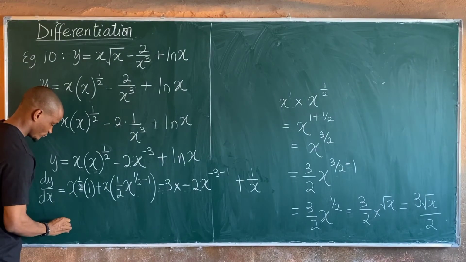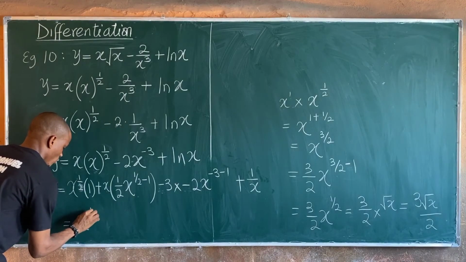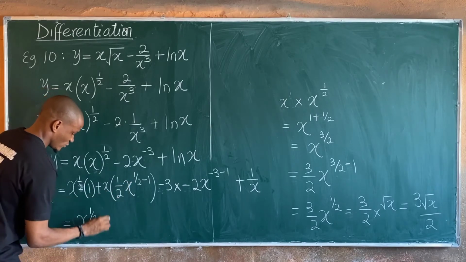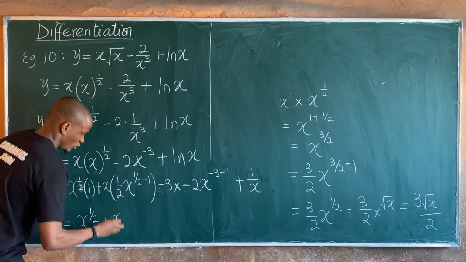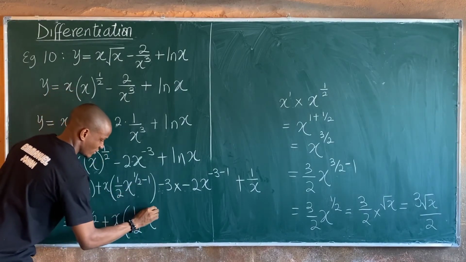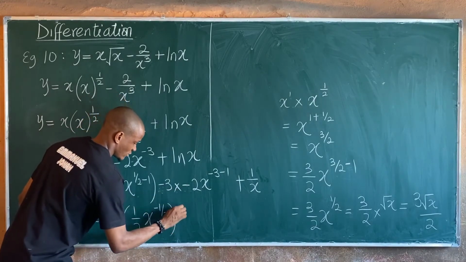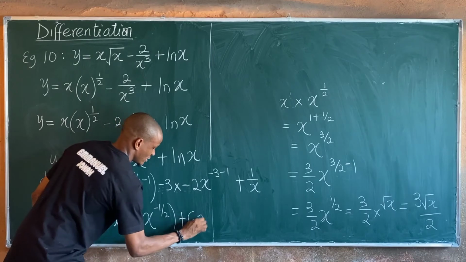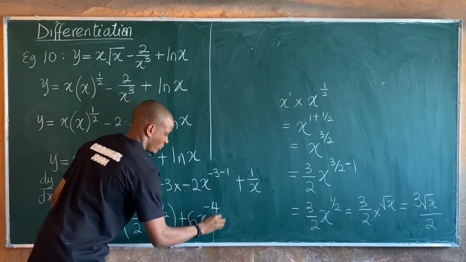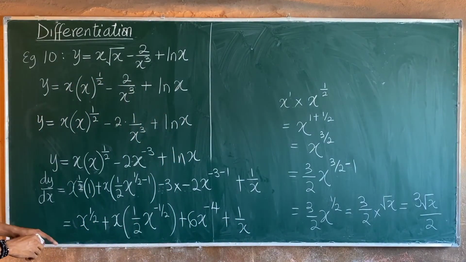This is now equal to x to the power 1 over 2 times 1 gives you x to the power 1 all over 2. Next up, plus, if I work on this gives you x into, all of this is equal to 1 over 2 x to the power minus 1 over 2. Minus times minus is plus. 3 times 2 is 6x into minus 3 minus 1 is minus 4, plus 1 all over x. I have this.